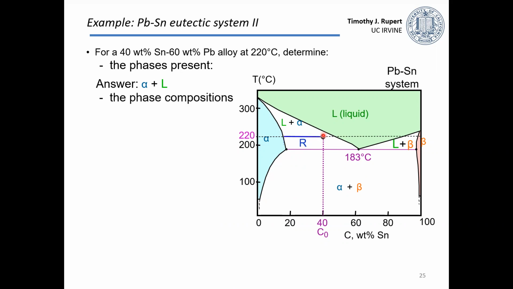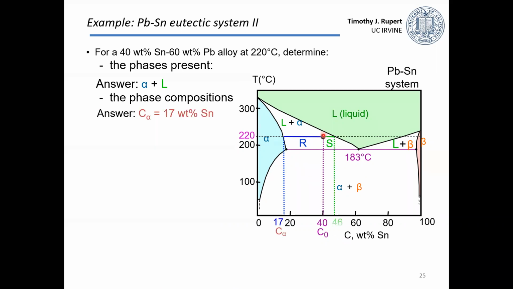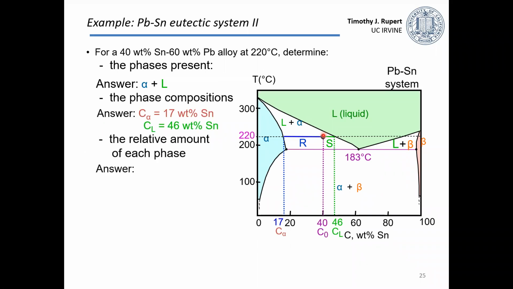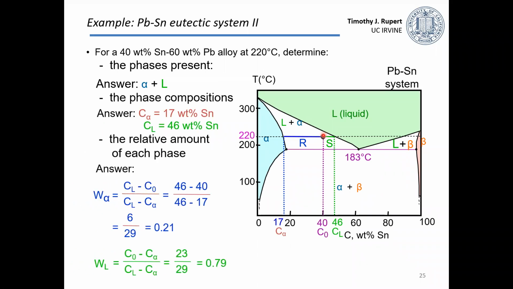We can again mark out where the compositions are. The solid alpha phase is 17% tin. The liquid phase is going to be 46% tin. We can go and figure out what the relative amounts of the phases present are. So in this case, this line is closer to the liquid, so we have more liquid. The length of that line divided by the total length tells us that we have 79% liquid.